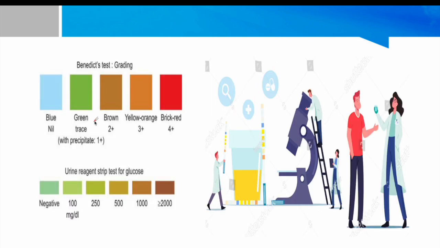And this is the Benedict test grading. If the color is blue, then it is nil; green, trace; brown, 2 plus; yellow-orange, 3 plus; brick red, 4 plus. And in the case of the reagent strip test, it is color-wise: negative, 100 mg per deciliter, 250, 500, 1000, more than 2000. So that's all guys for today.